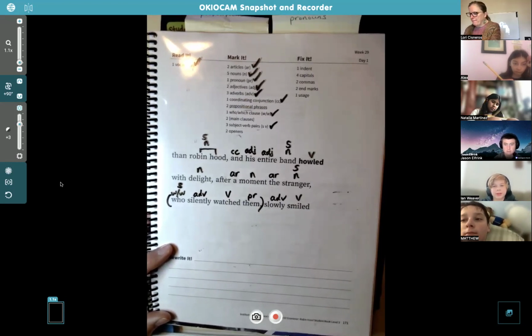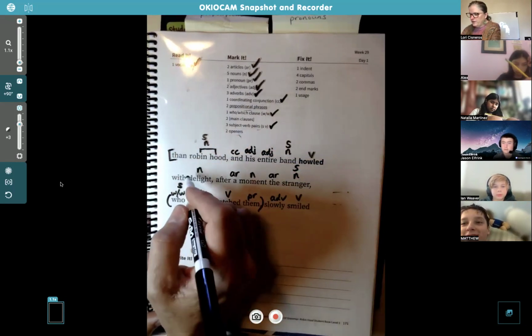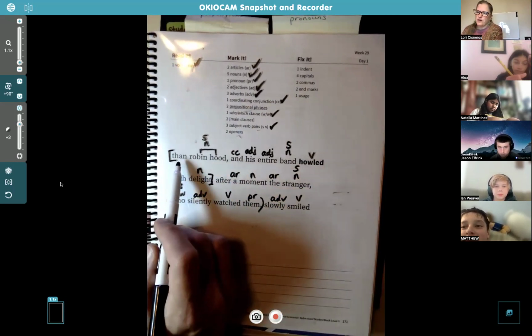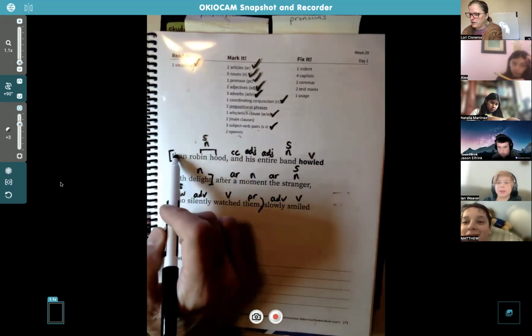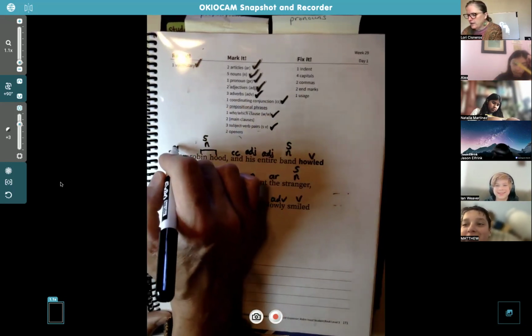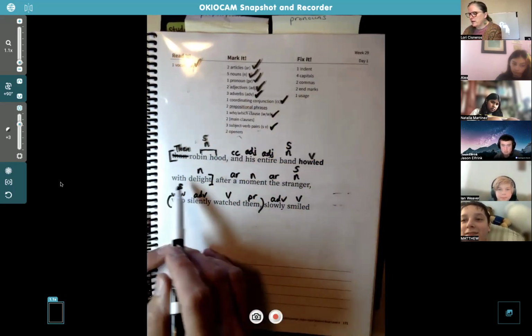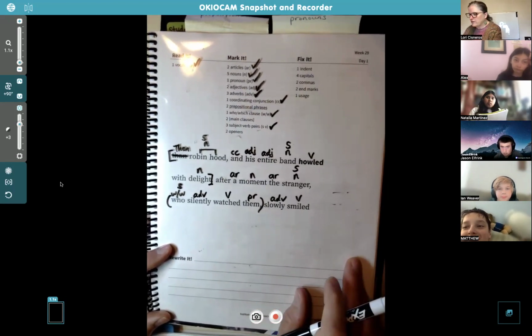Robin Hood and his entire band howled with delight. Did you guys notice this first word? It's bugging me. Let's fix it really quick. It shouldn't be "than" Robin Hood. It's T-H-E-N, "then." Then Robin Hood and his entire band howled with delight. That's one main clause. Where's the other main clause, Ian?